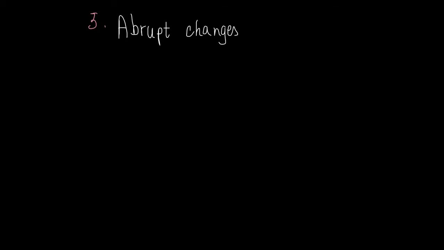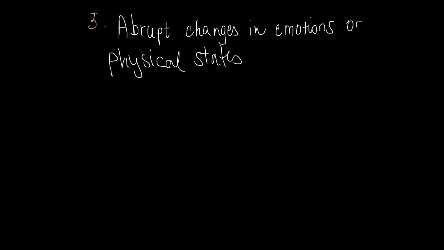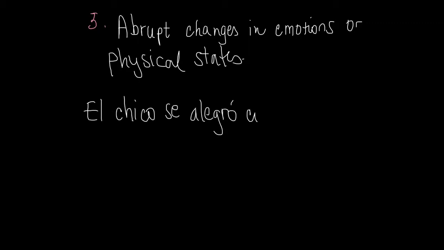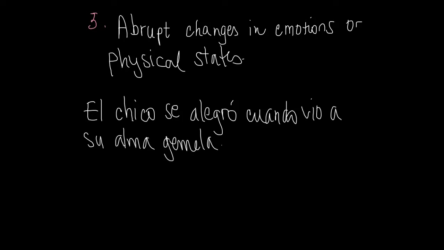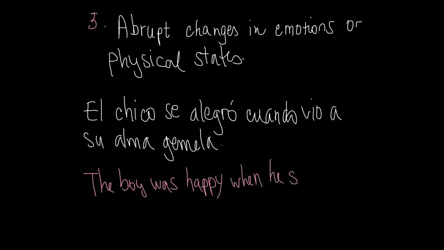The third use of the pretérito is to indicate abrupt changes in emotions or physical states. So, for example, el chico se alegró cuando vio a su alma gemela. So all I'm saying is the boy was happy when he saw his soulmate.